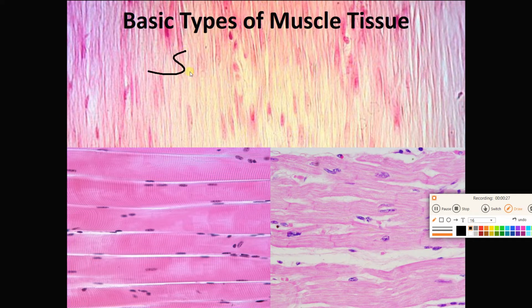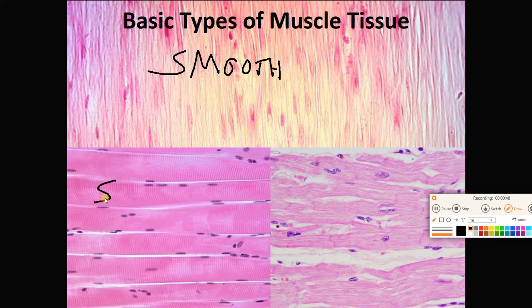We've got smooth muscle tissue, which is this type at the top picture here, usually found in hollow organs like blood vessels, digestive tract organs, urinary reproductive tract organs, airways, other places too. We'll talk a little more about it later.